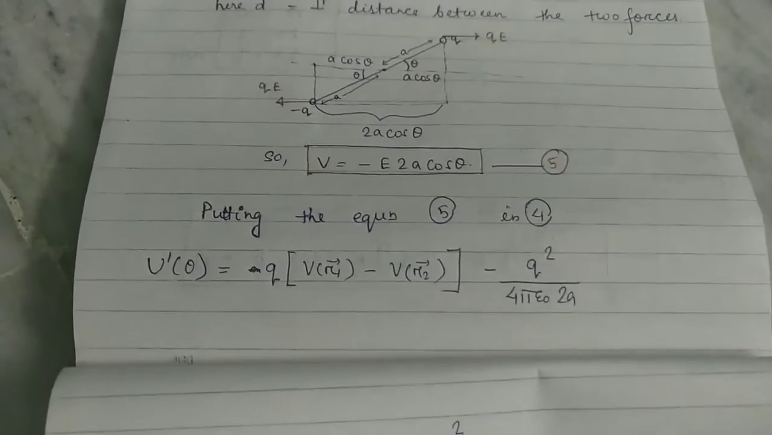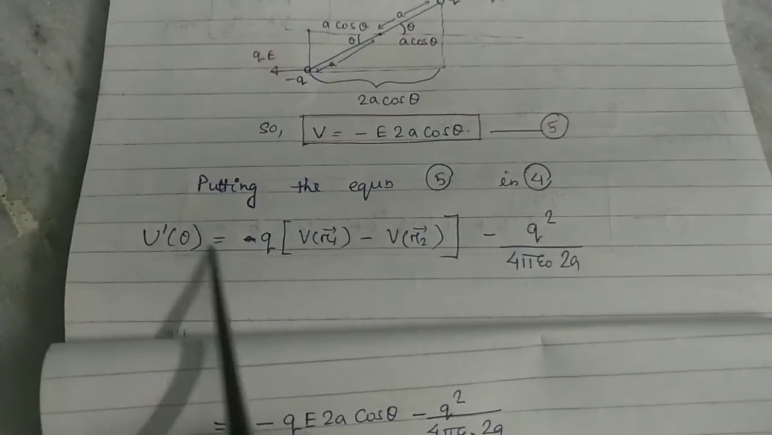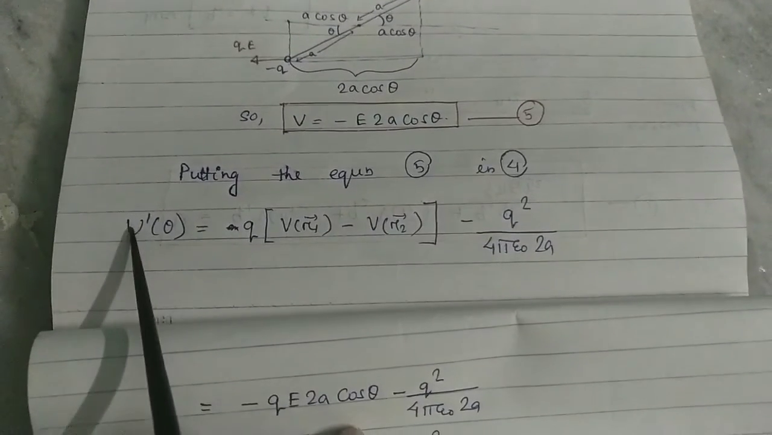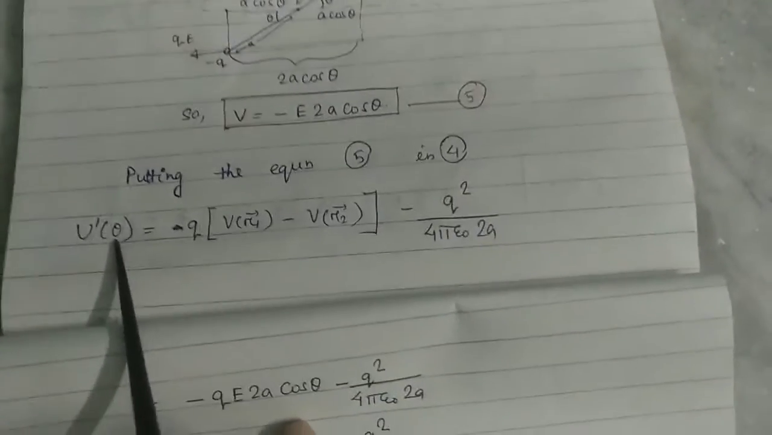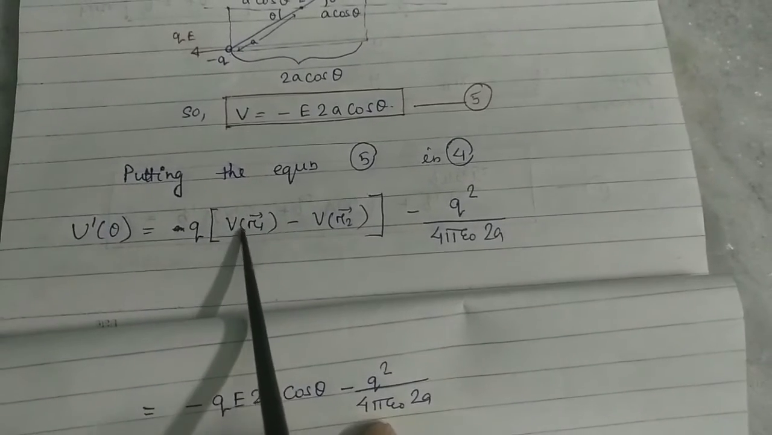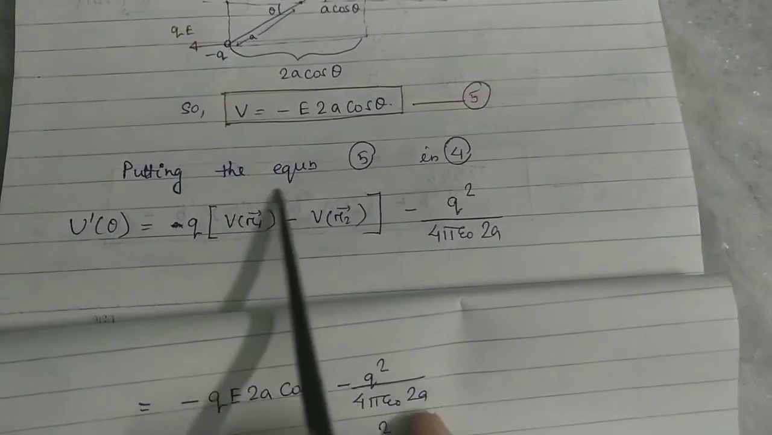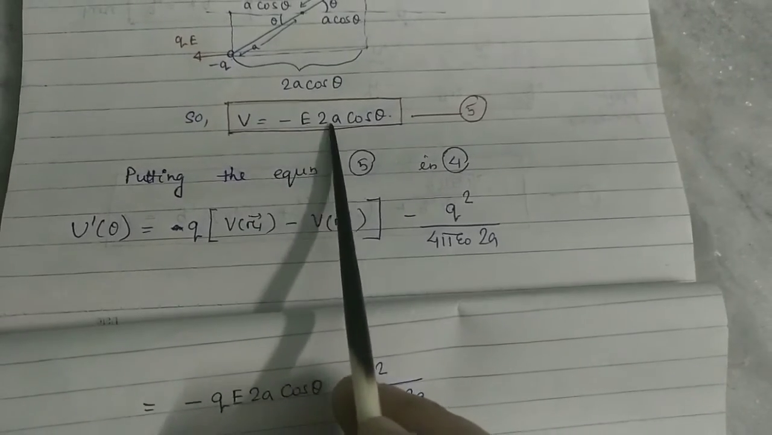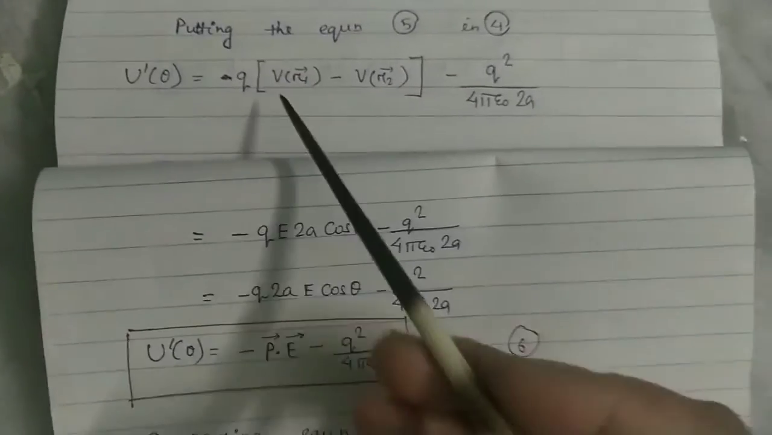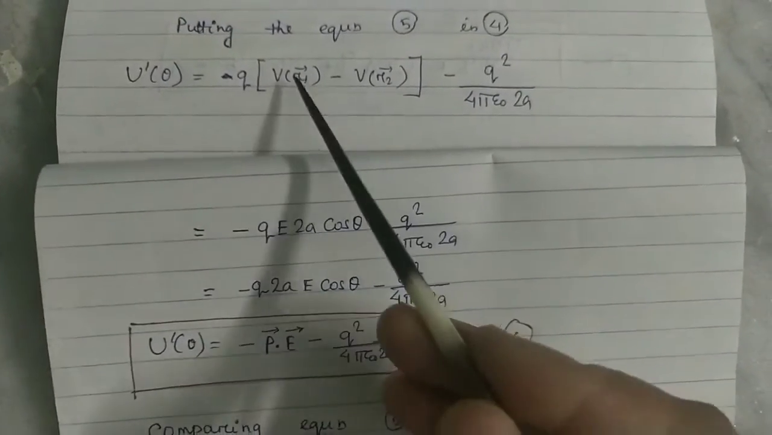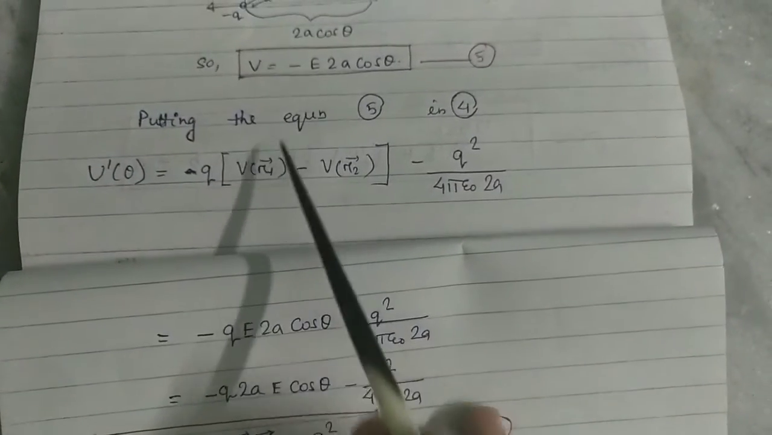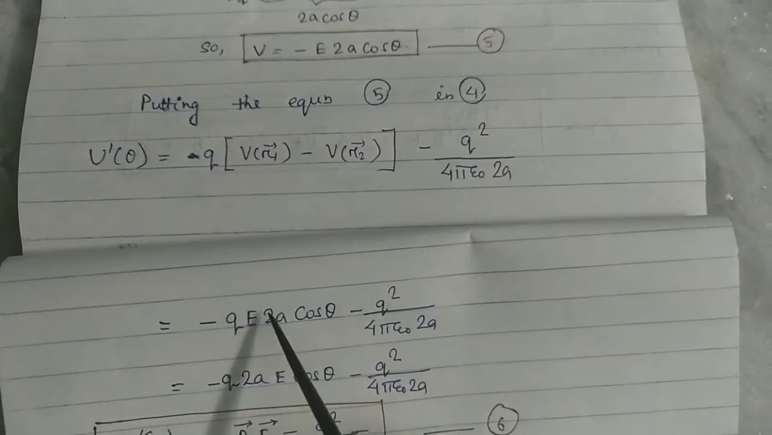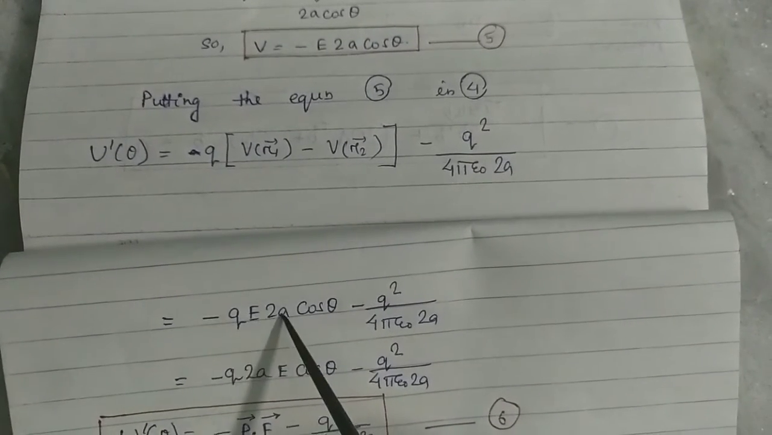For easy understanding, I have already written the formula for you. That is equation number 4 I have mentioned: U dash theta equal to Q times (VR1 minus VR2). In place of VR1 minus VR2, which is the change in potential, we'll put minus E 2A cos theta. So my equation becomes Q times minus E 2A cos theta.